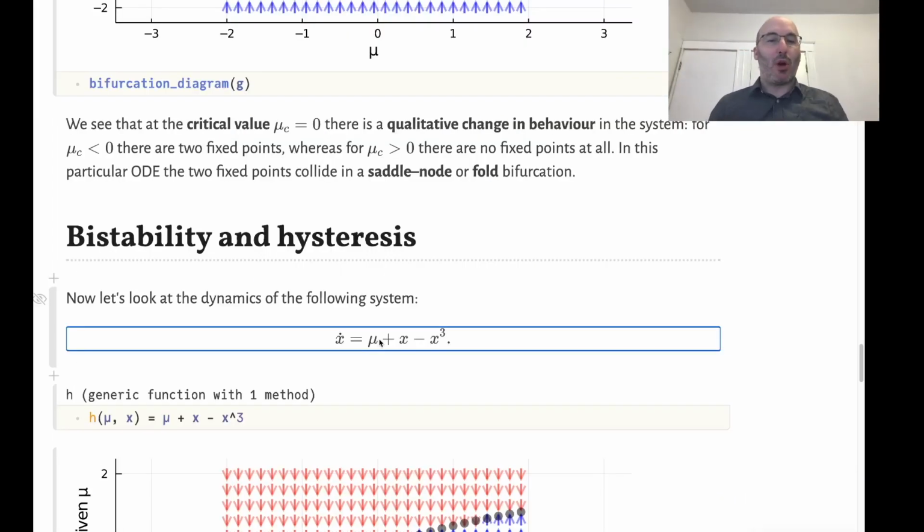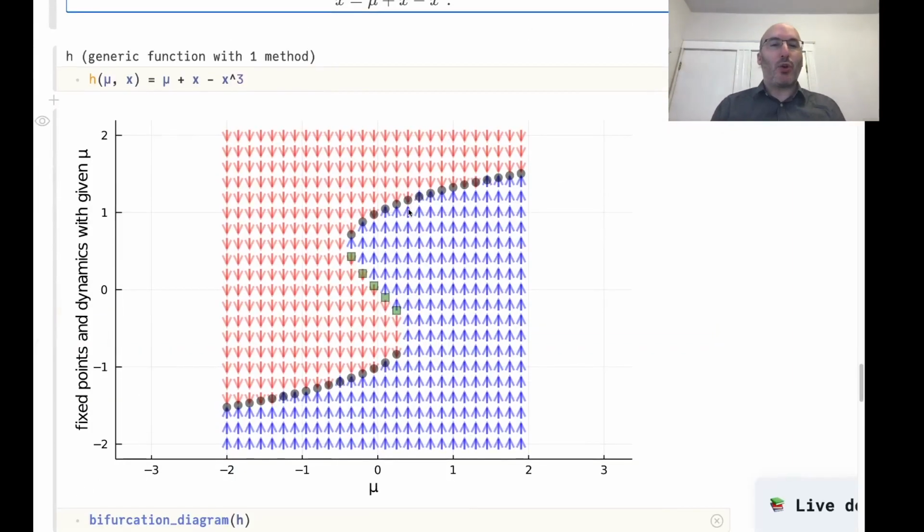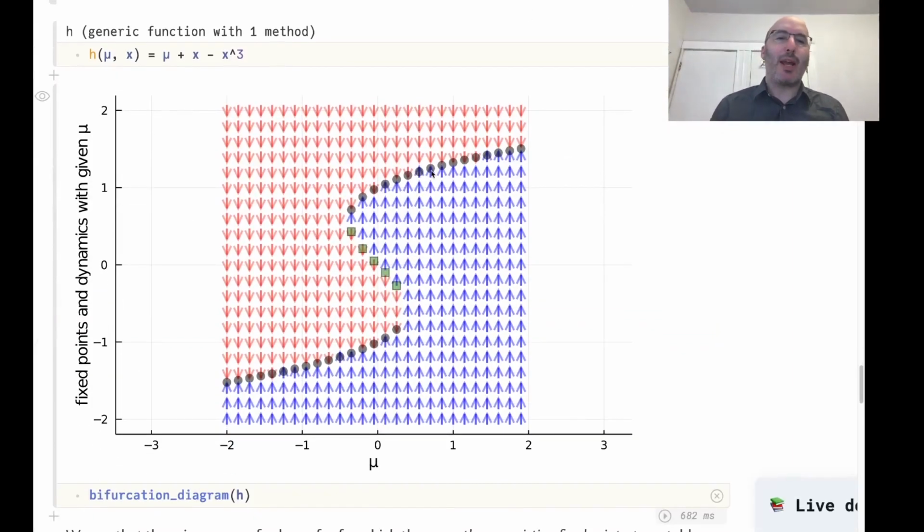Now let's look at a more interesting example. We have this differential equation, x dot equals mu plus x minus x cubed. And we want to know what is the qualitative behavior of the system. So we're going to, again, look for fixed points and try and understand the dynamics of the system without trying to actually solve the dynamics explicitly. So drawing the same bifurcation diagram, we get this picture.